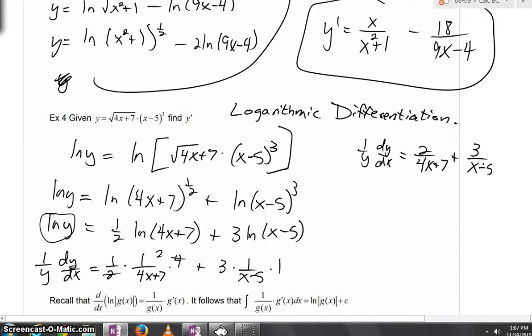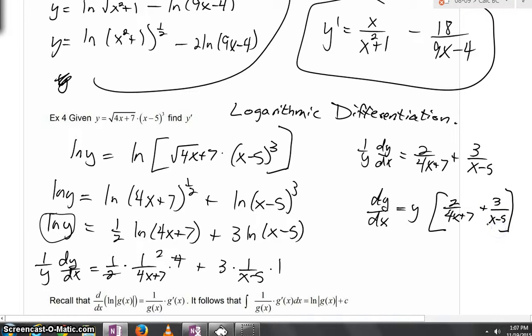And please understand, ultimately, you're trying to find dy dx. And I don't have that on the left-hand side, sad to say. What do you think we have to do to get dy dx? Multiply both sides by y. Now, we're almost done, guys. We're almost done. You can say, well, my goodness, that's great, but imagine we're finding a tangent line slope.